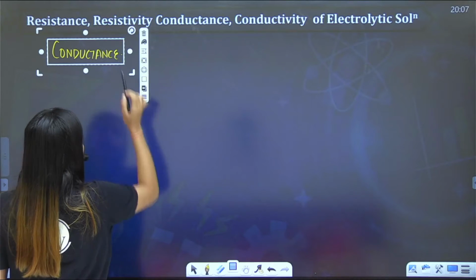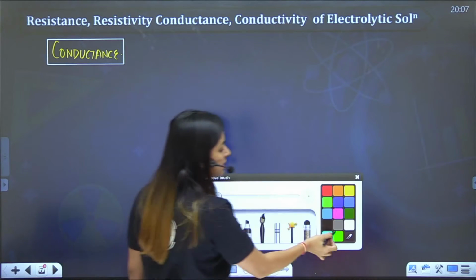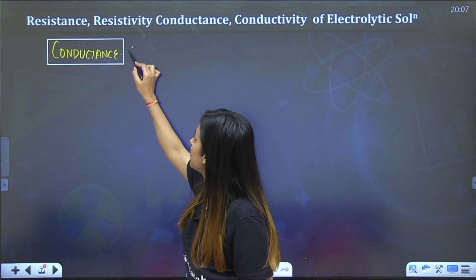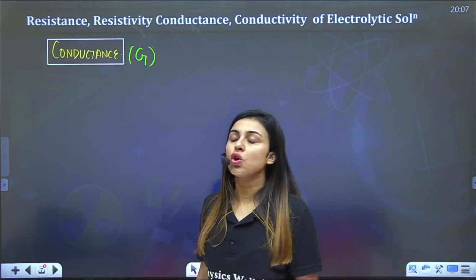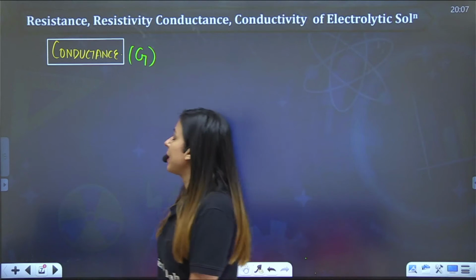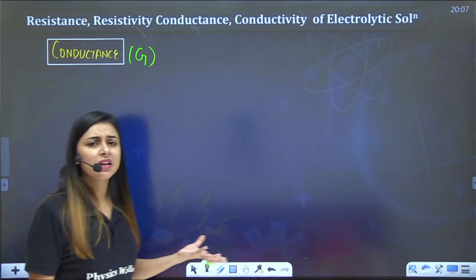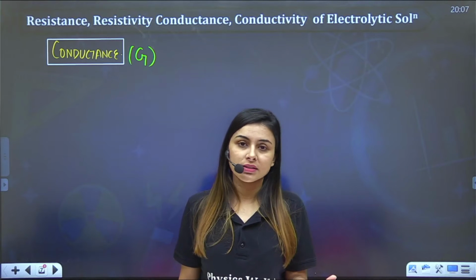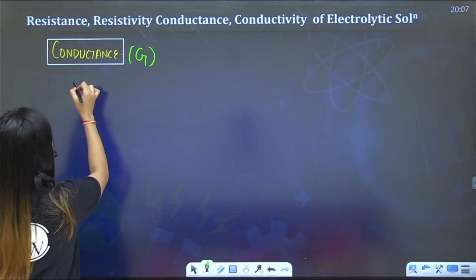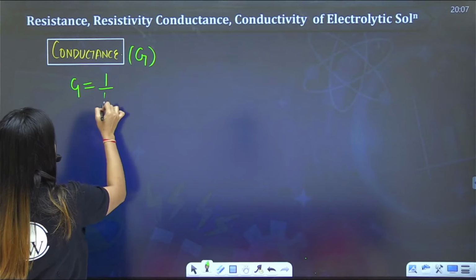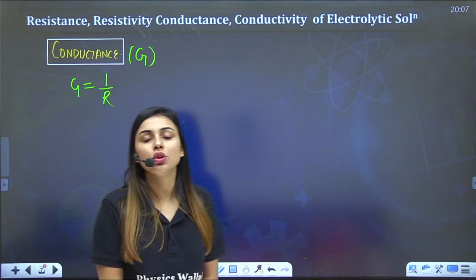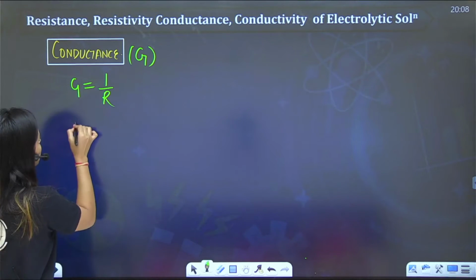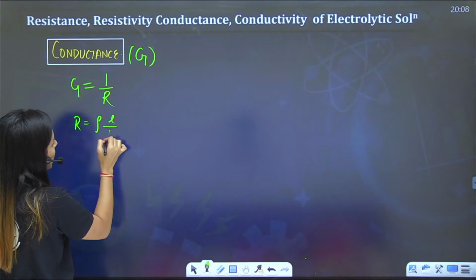If we talk about conductance, my dear students, what is the symbol for conductance? That is the most important thing. You need to understand the symbols of all these factors, and the symbol is G. Conductance is denoted by G. What is conductance? It is nothing but the reciprocal of your resistance. So we can say that conductance G is equal to 1 upon R. Everything is clear. We know R is equal to rho L upon A.